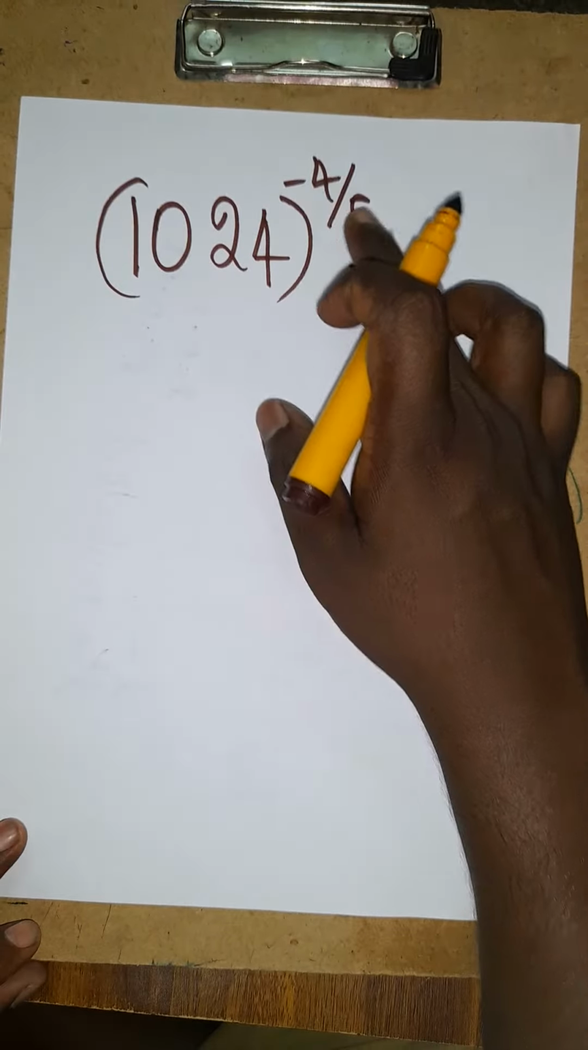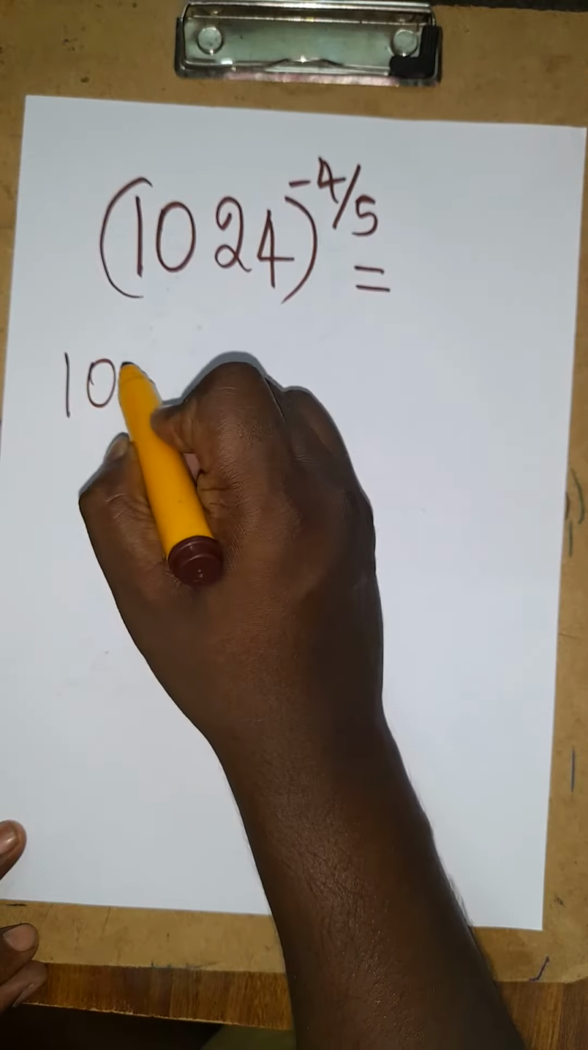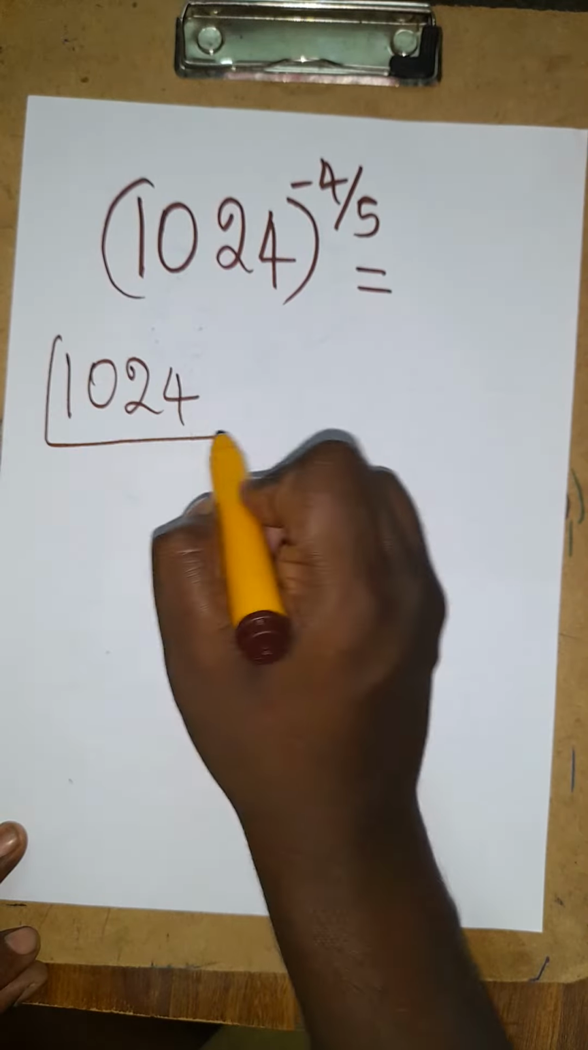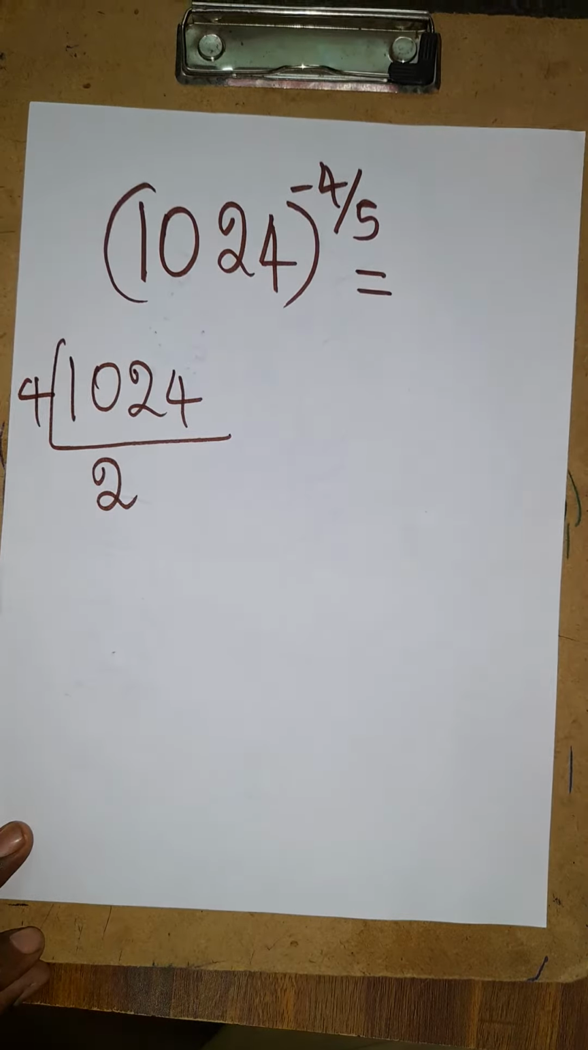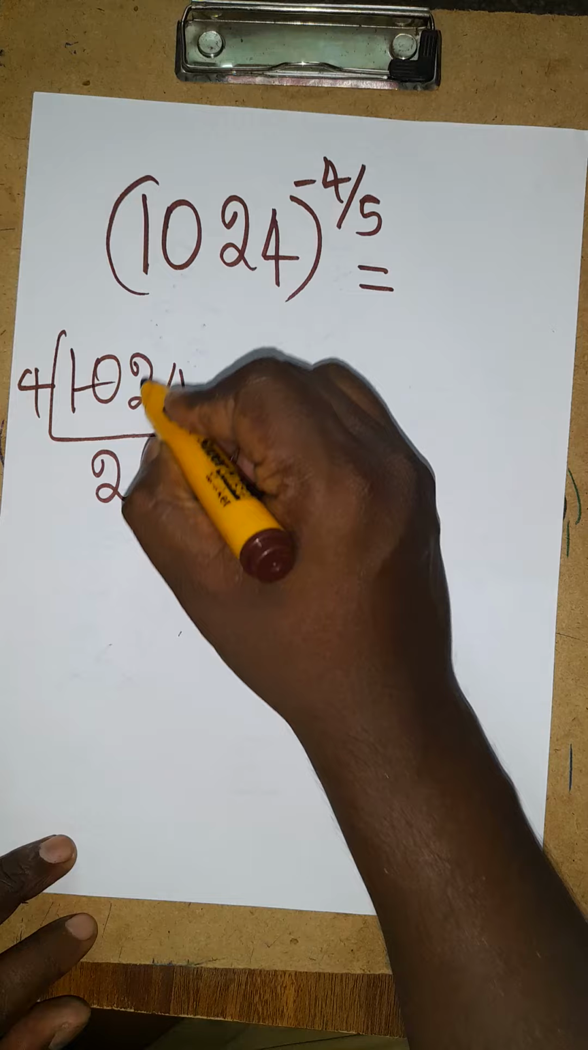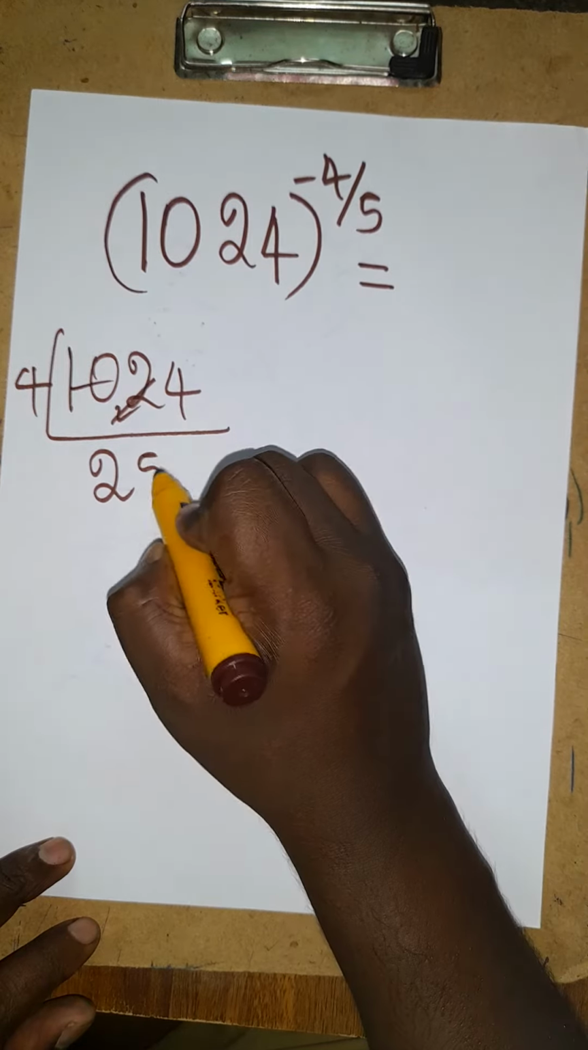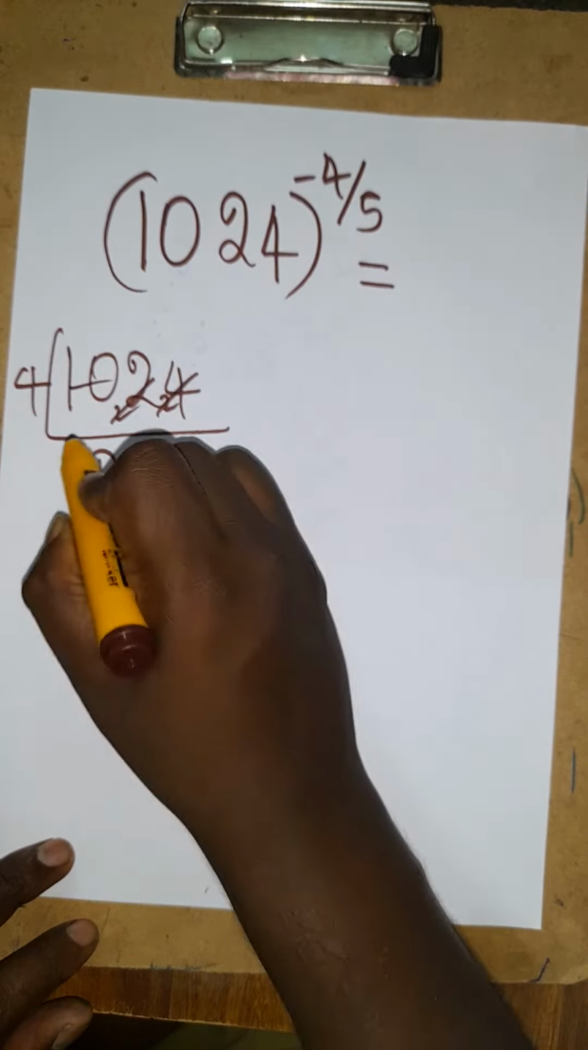1024, our power will be minus 4 by 5. Okay, 1024. For the 4 table, if you take it, we'll get 8 as 2 times. Then the remaining 2 will be there. 20 will be 5 times. Again 2 will be there. 24 will be 6 times, okay.